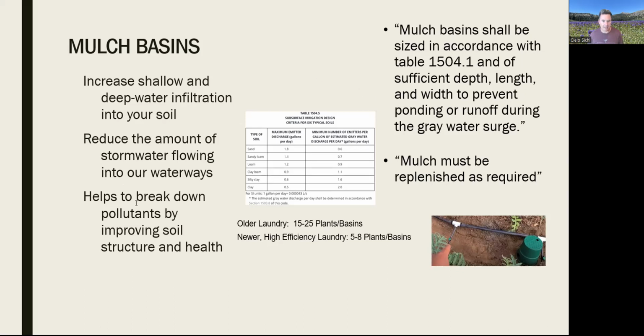Now, you can utilize mulch basins if you install a gray water system. You can also utilize mulch basin systems without gray water. Okay, so we're going to talk about kind of both of them hand in hand. This table right here helps you determine, given the soil type that you've got, what the minimum number of emitters, if you're doing gray water, would be per gallon of estimated gray water discharge per day. Okay, so you can utilize this if you're going to create some mulch basins and you're implementing a gray water system. Utilize this table.